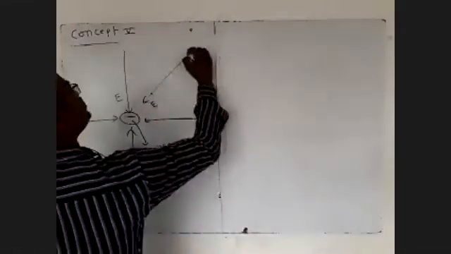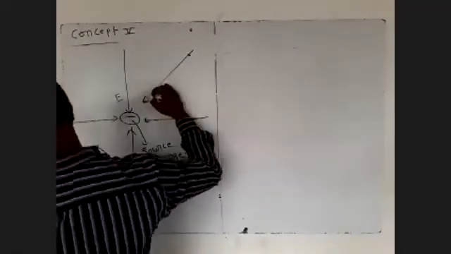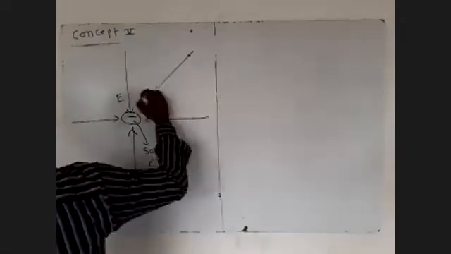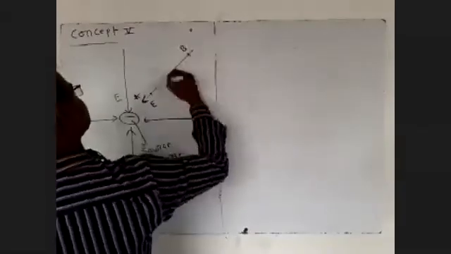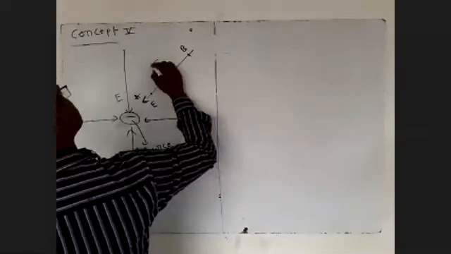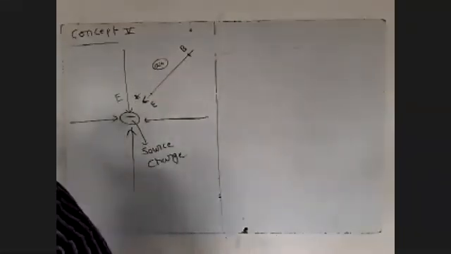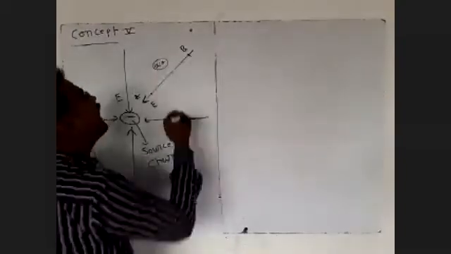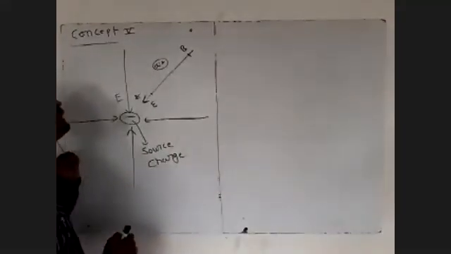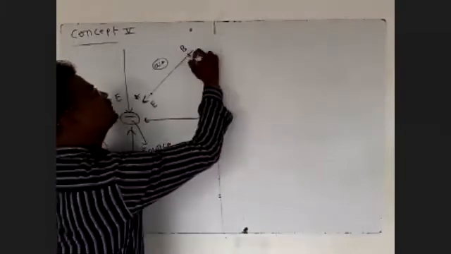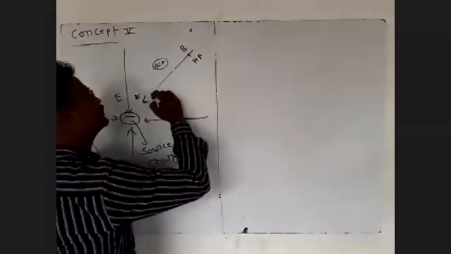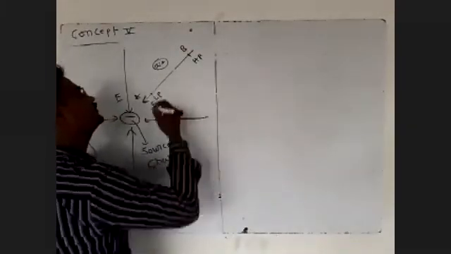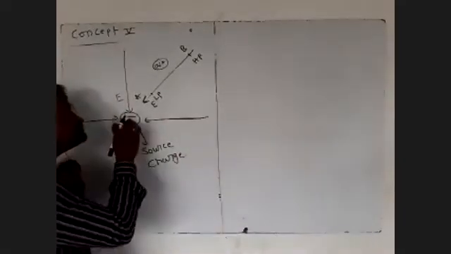So this is the point we are checking: point A, and point B. The test charge is Q naught, a positive charge we are taking. We are checking the higher potential and the lower potential. This is a negative charge.